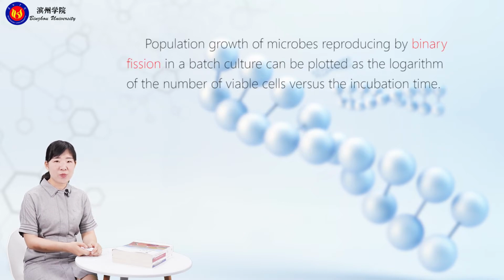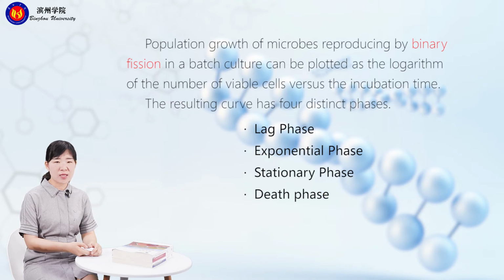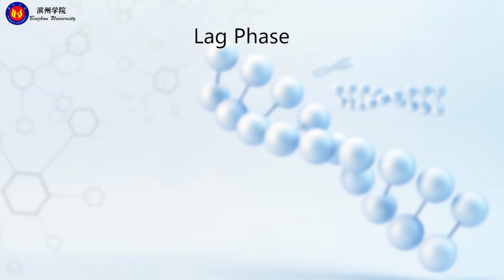Population growth of microbes reproducing by binary fission in a batch culture can be plotted as a logarithm of the number of viable cells versus the incubation time. The resulting curve has 4 distinct phases: lag phase, exponential phase, stationary phase, and death phase. Firstly, let's say lag phase.